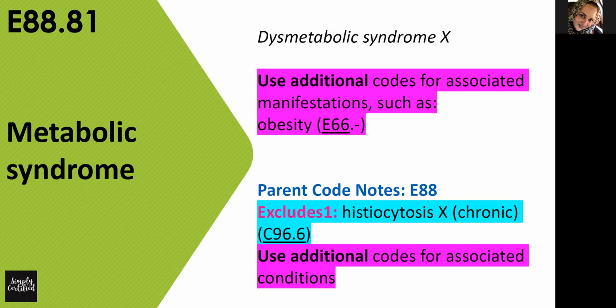And there's an excludes note on this for the parent code of E88. It's telling us not to code histiocytosis X, which is chronic, and that's a cancer code, C96.6. And it's also telling us, not only use associated codes for manifestations such as obesity, but any associated conditions, like diabetes.